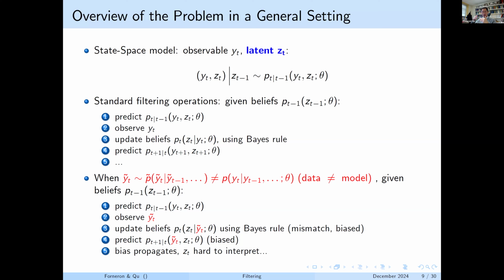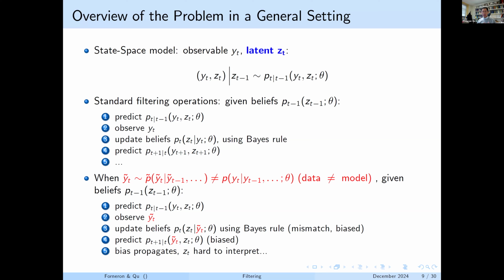In step 4, when we carry out a prediction for the next period, because the prediction is based on a biased belief about z_t, the prediction is also biased. As a result, when we continue this process, the bias will propagate and may even accumulate in the system. The filtered states, z_t, become very hard to interpret. That is an illustration of the problem in a general setting.